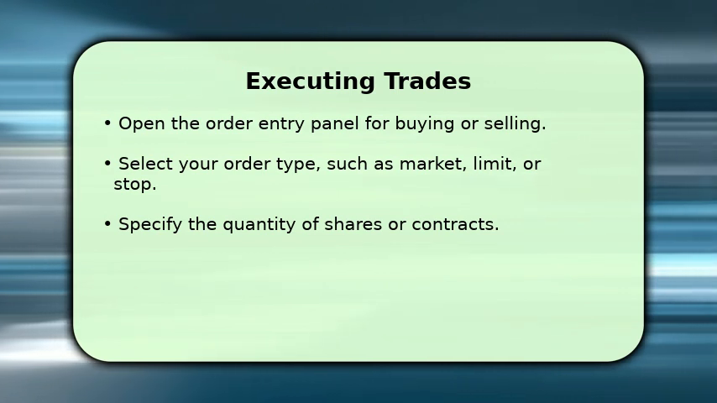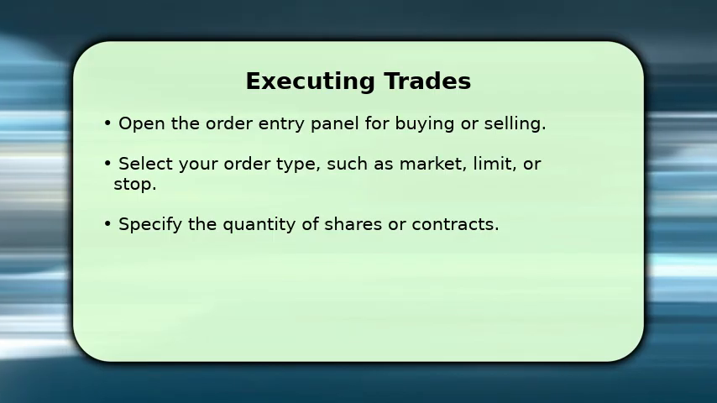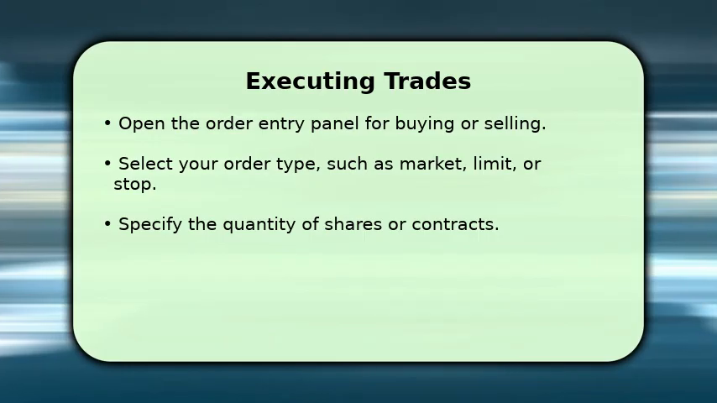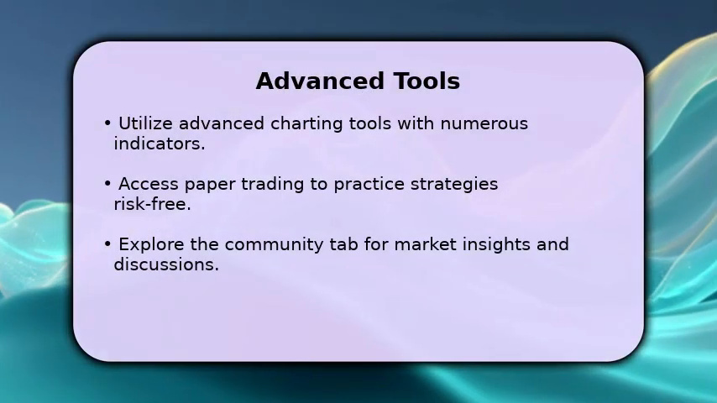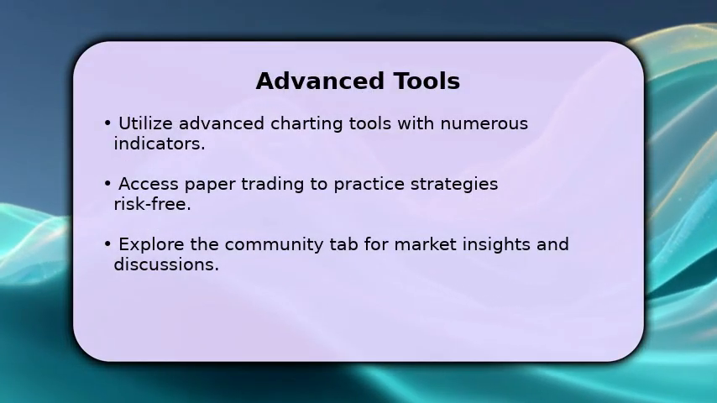You'll have several order types to choose from, including market orders for immediate execution, limit orders for specific prices, and stop orders for risk management. Clearly specify the quantity of shares or contracts you wish to trade, then carefully review all details before submitting your order. Webull PC offers a robust suite of advanced features to enhance your trading.